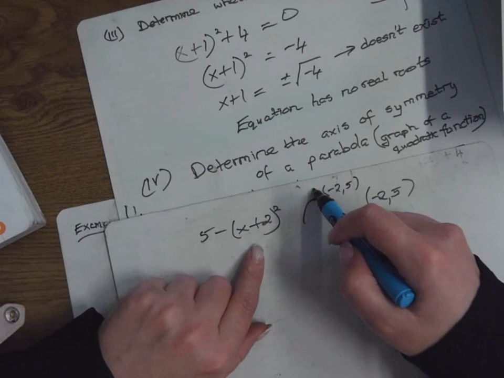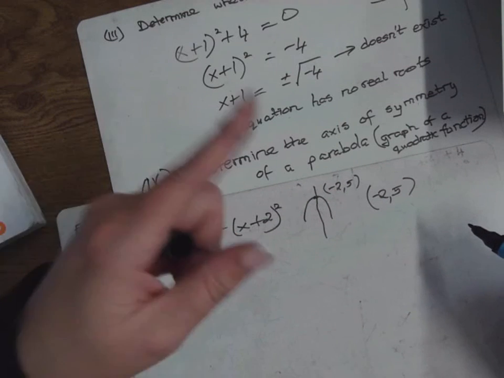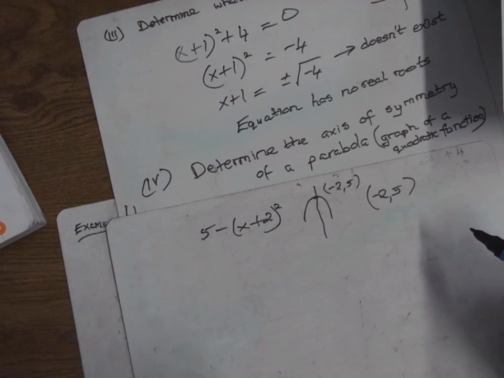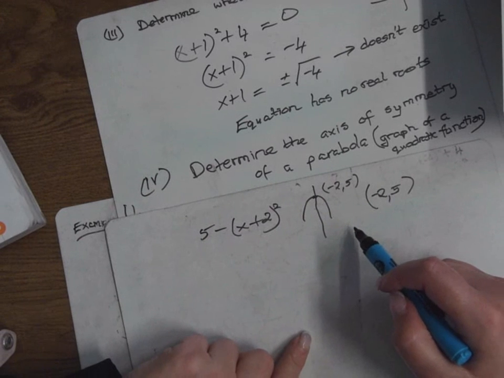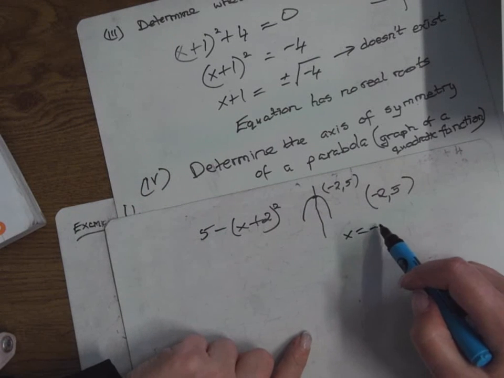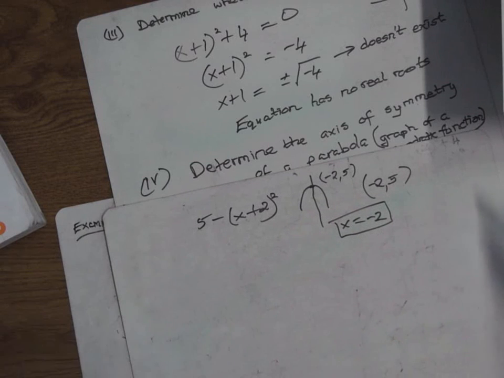So then the axis of symmetry will go straight through that. Agreed? So what's the name of the line that's parallel to the y-axis and goes straight through -2? X = -2. And that's your axis of symmetry. Is that okay?